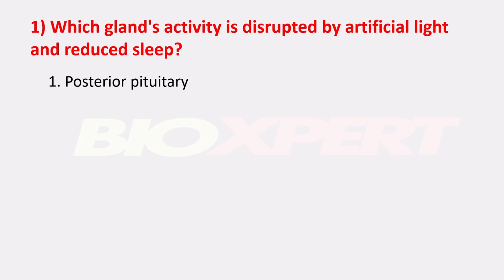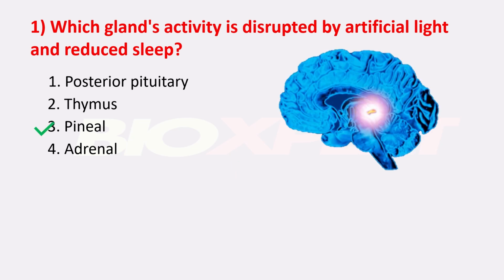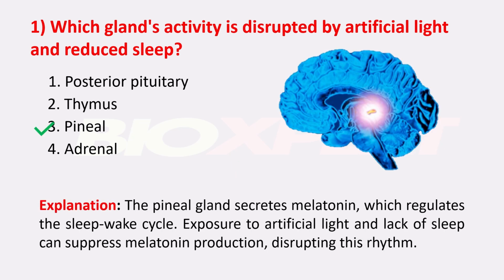Which gland's activity is disrupted by artificial light and reduced sleep? Pineal gland. The pineal gland secretes melatonin, which regulates the sleep-wake cycle. Exposure to artificial light and lack of sleep can suppress melatonin production, disrupting this rhythm.